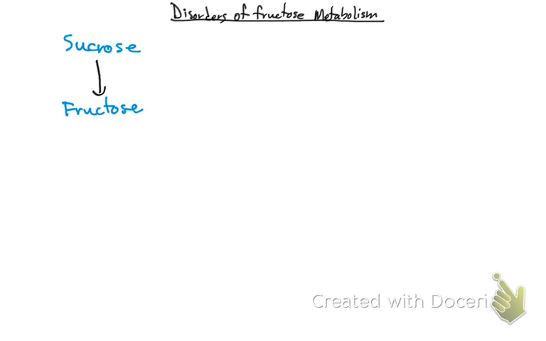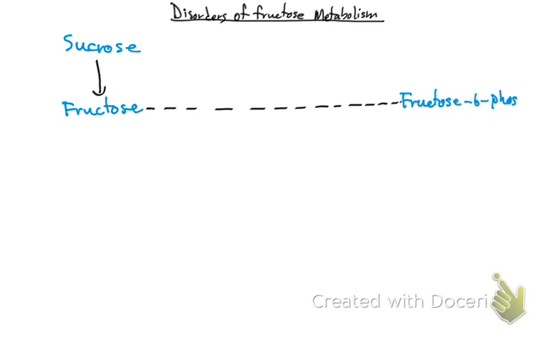Now this fructose is very interesting because it can go to different pathways, to different places. One is going to be here. We are going to see which one it is. It is called fructose 6-phosphate.